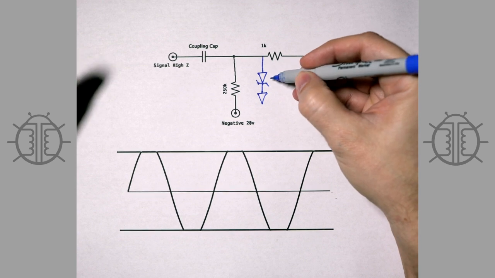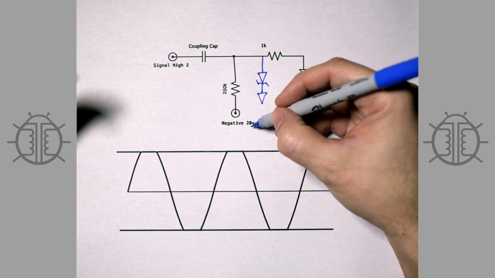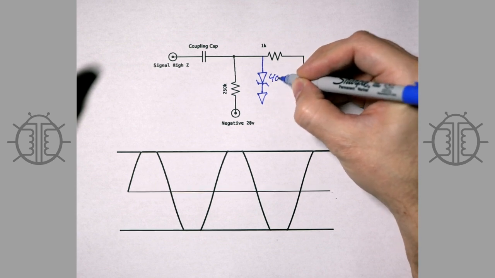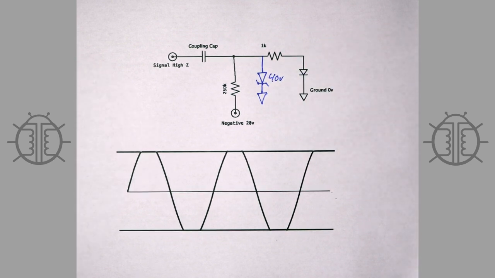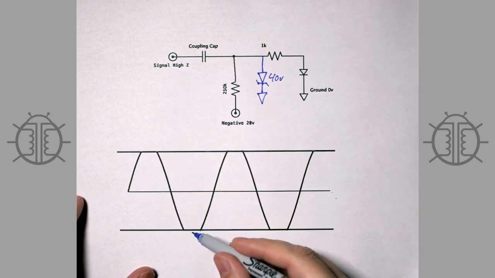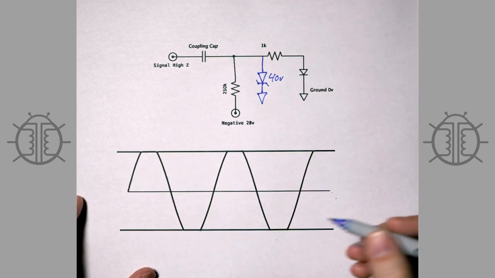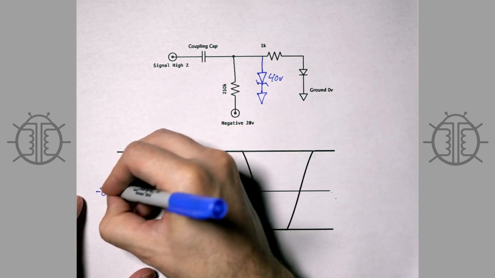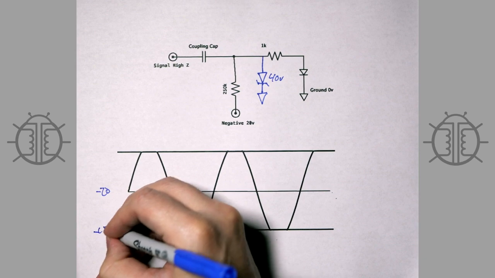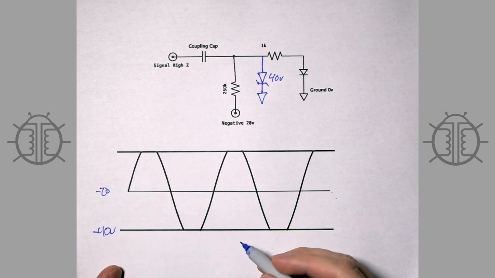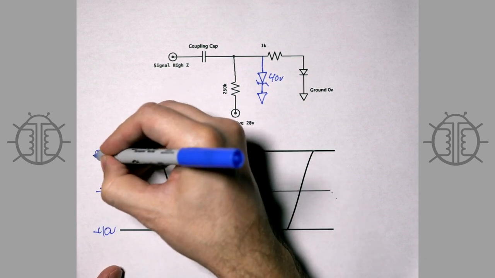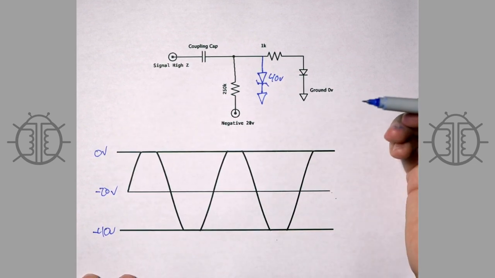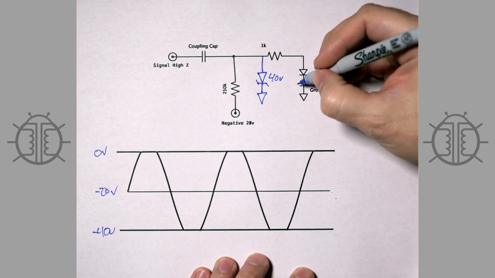You have a Zener here, and the Zener is set for twice the voltage of the negative bias, so in this case it would be 40 volts. And what this does is it just clips the negative waveform at twice the bias voltage. So we got negative 20 here, down here at negative 40, we're clipping the ground, and up here at 0, we're also clipping the ground. Got it. So this fixes everything, basically.